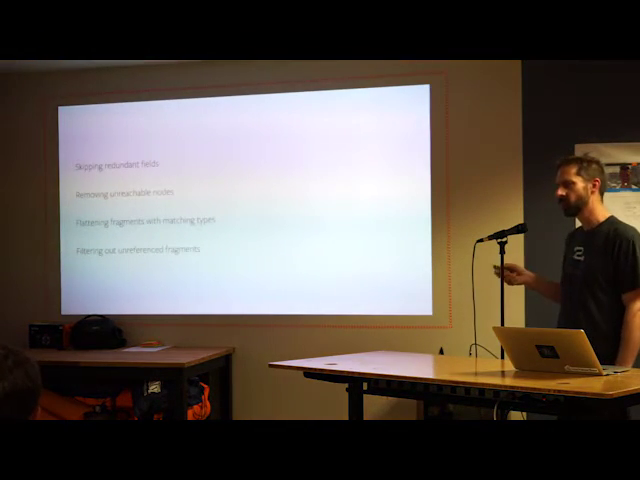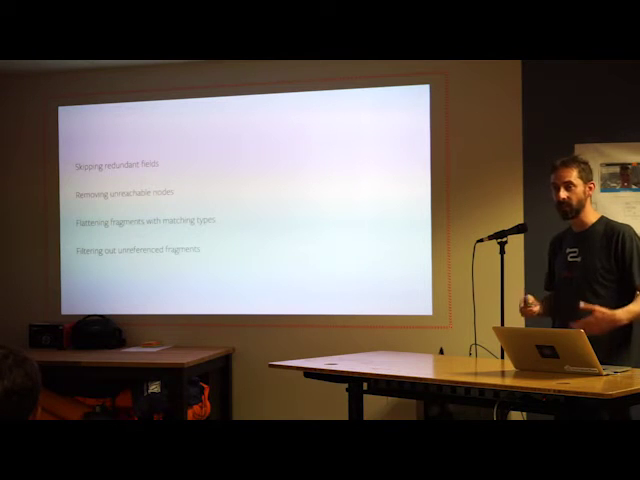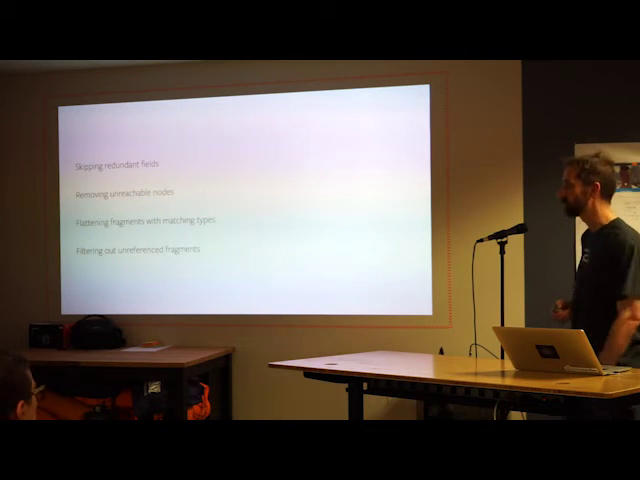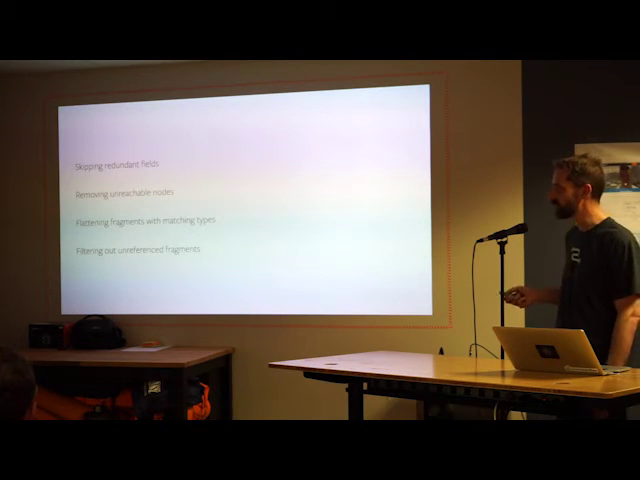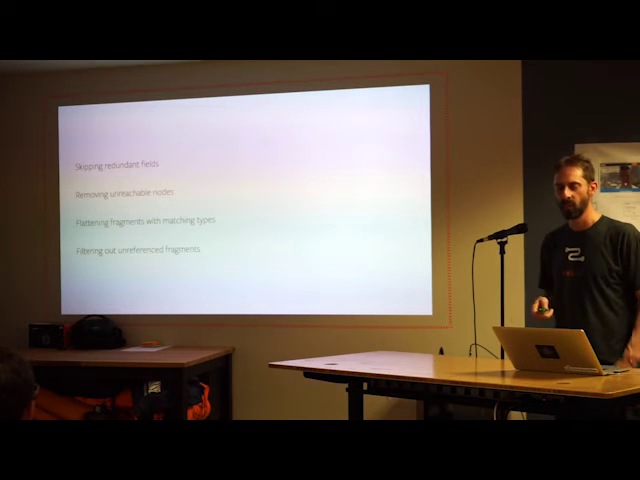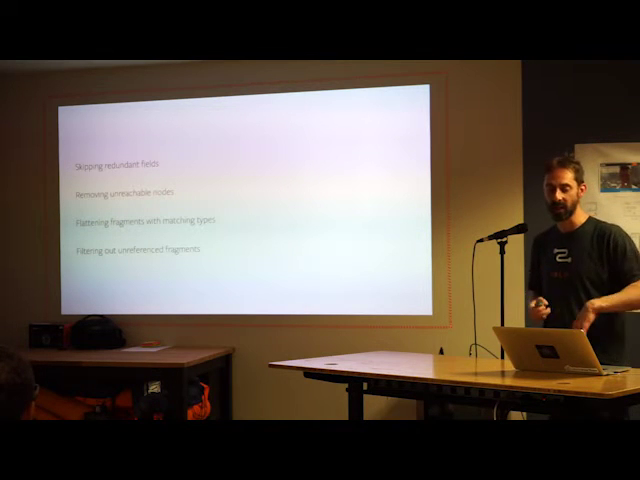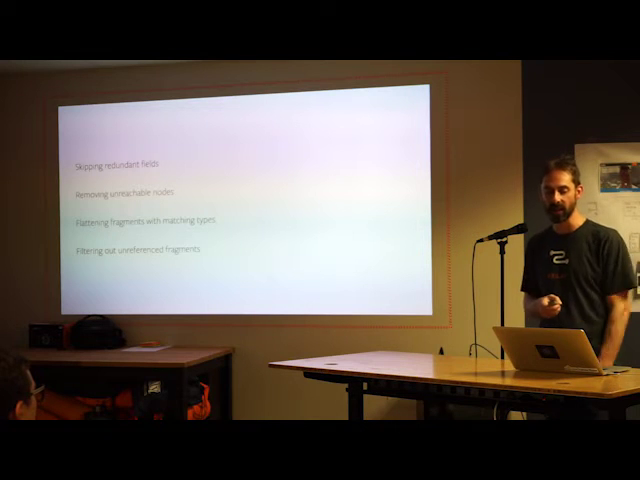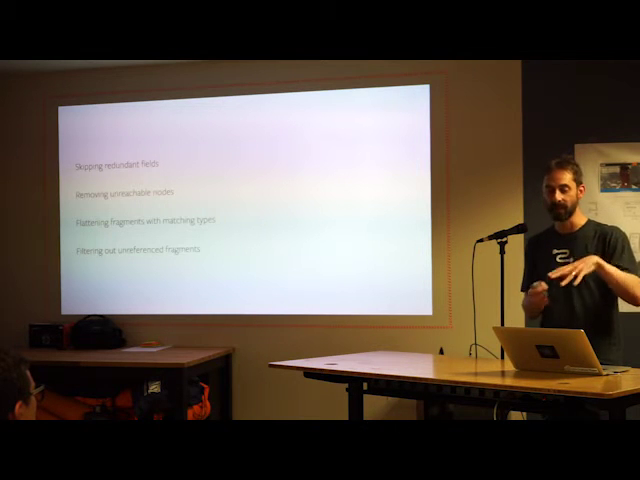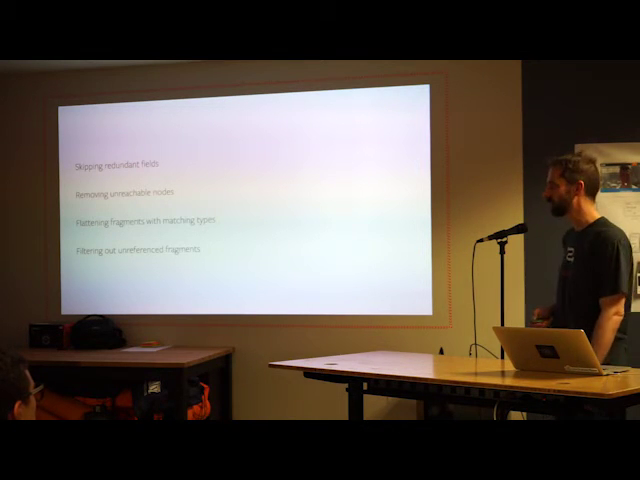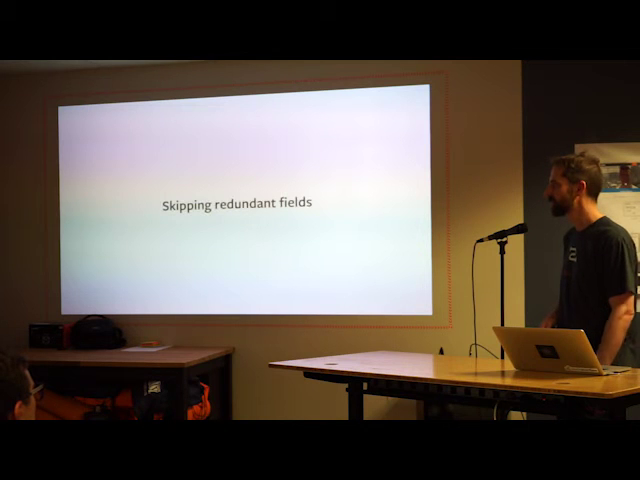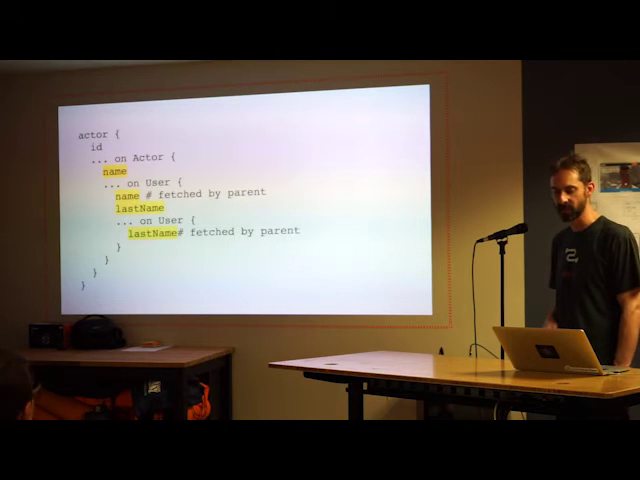This is work that we would have previously had to do at runtime, but now we've got this really rich AST, we can do it ahead of time, at build time. And these are the four that I'm just going to skip through now. We're going to be able to skip redundant fields, we're going to be able to remove unreachable parts of the query, we're going to be able to do some flattening, which I'll show, and we'll also be able to filter out unreferenced stuff. So let's look at that first one, skipping redundant fields.